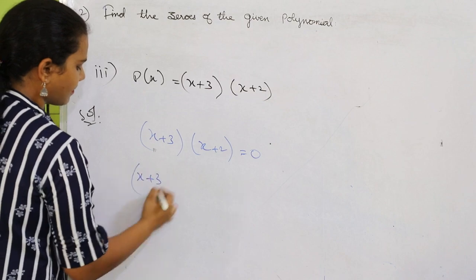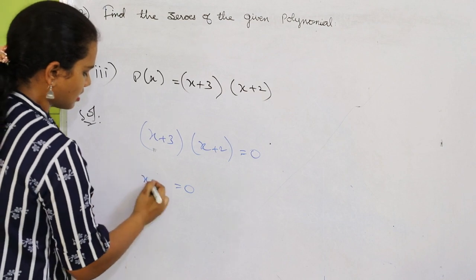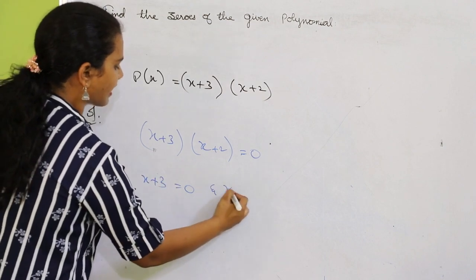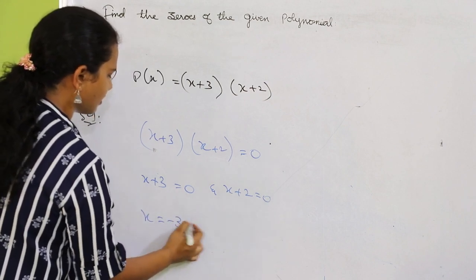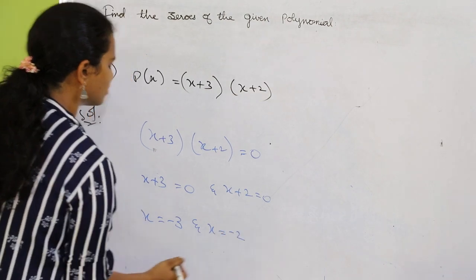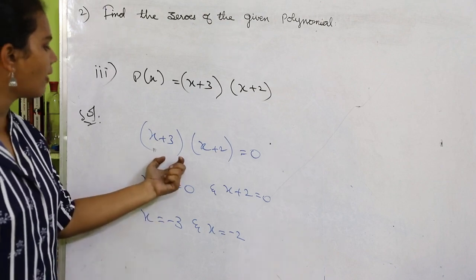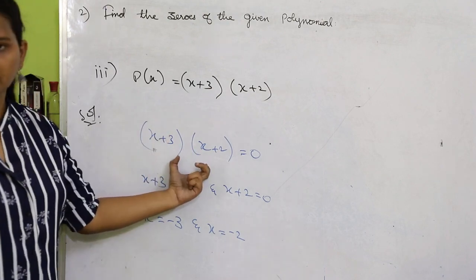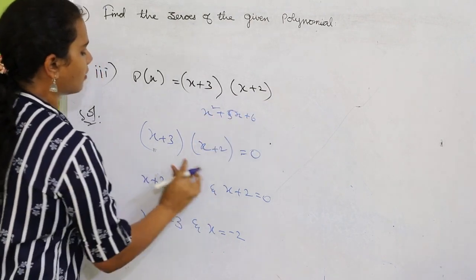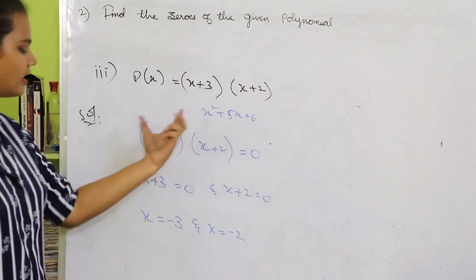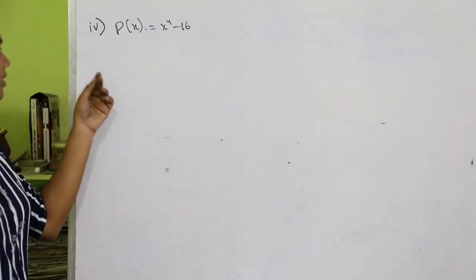So x plus 3 equals 0 and x plus 2 equals 0. X equals minus 3 and x equals minus 2. If you observe the second question, we got this step, right? In the previous question, x square plus 5x plus 6, for this question we got x plus 3 and x plus 2. So we have done this step over there. This is the find the zero, the last one in the second one.